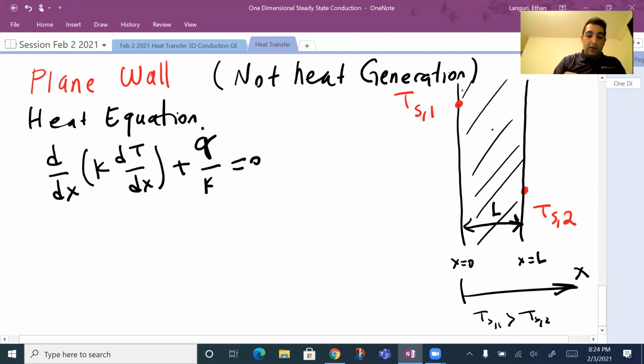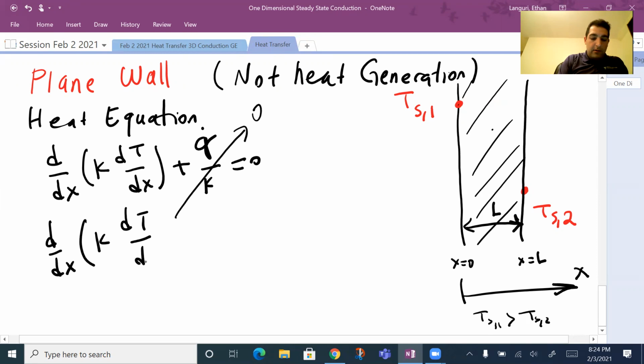So simply we drop this term. So all we will have is d over dx of k dT over dx equal to 0. That's the equation we're going to solve for the plane wall. And of course, we will consider the one with heat generation as well later.